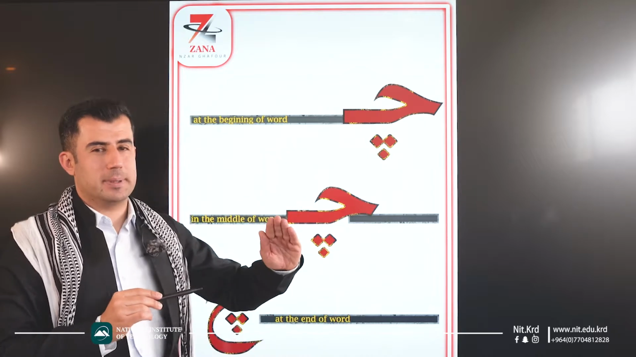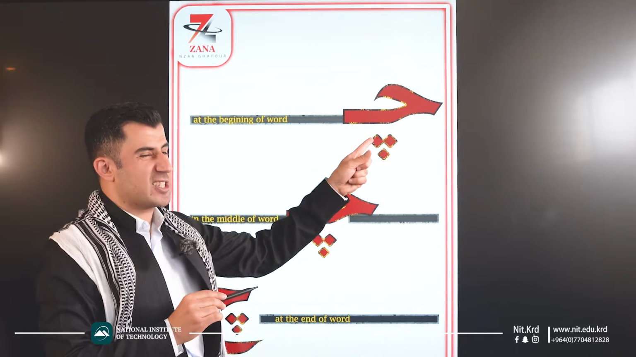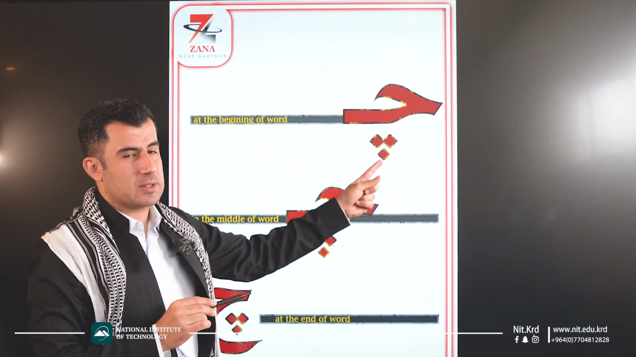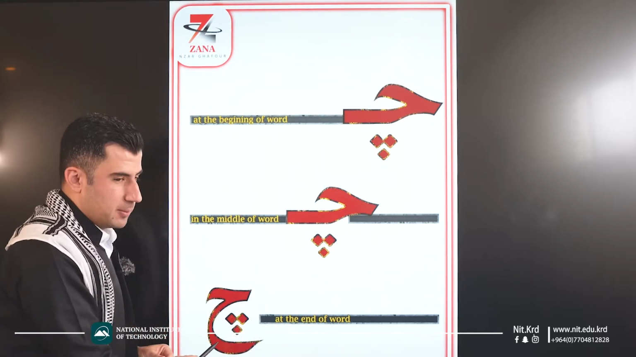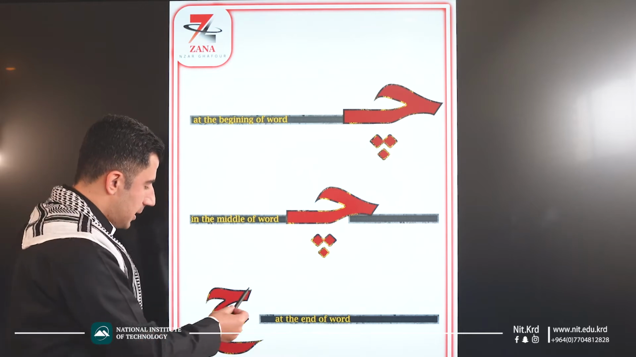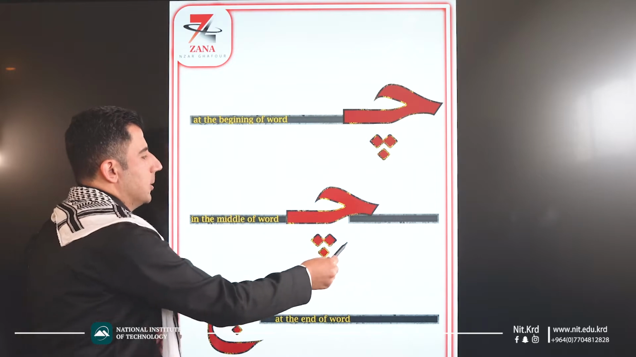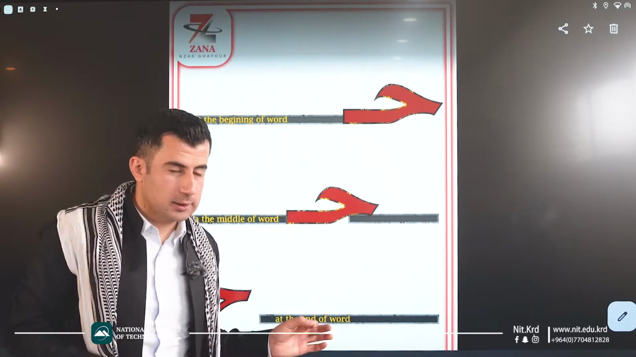It's like B and P, just the dots, and also here, J and ch. This one is ch. It has 3 dots. But be careful when you come to the end of the word, we have to write it in this shape. This one is ch. After that, we have h.